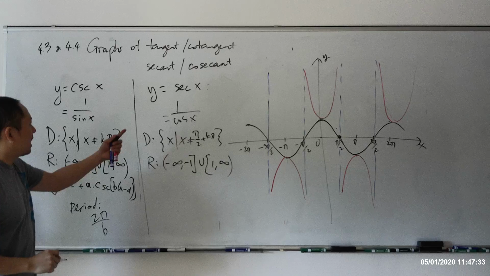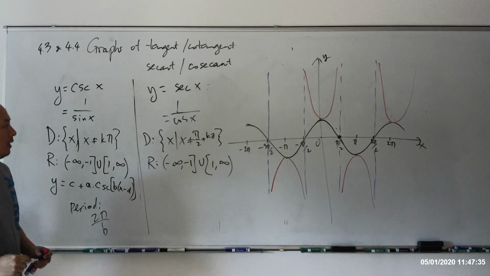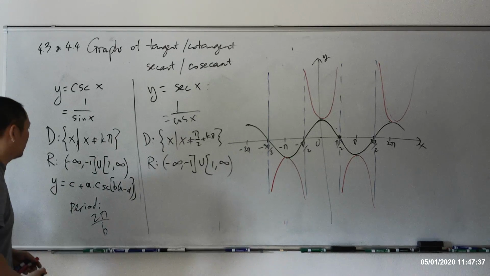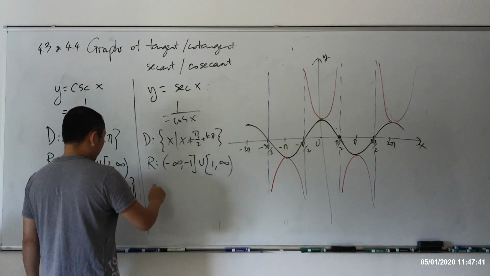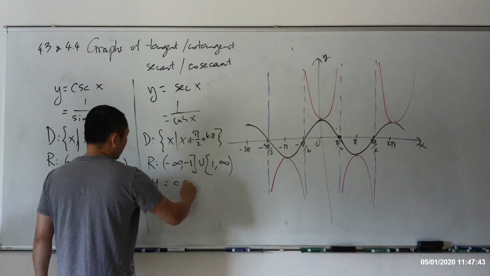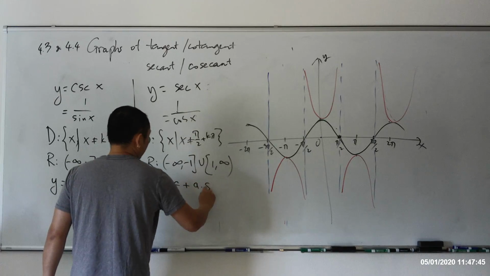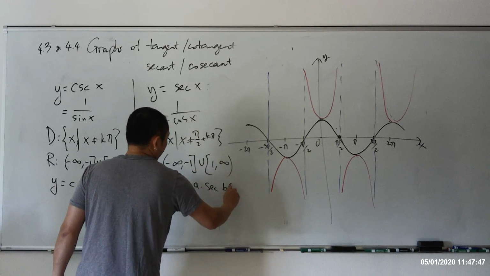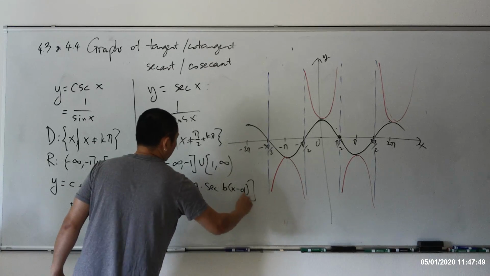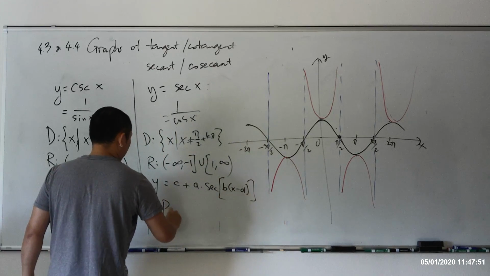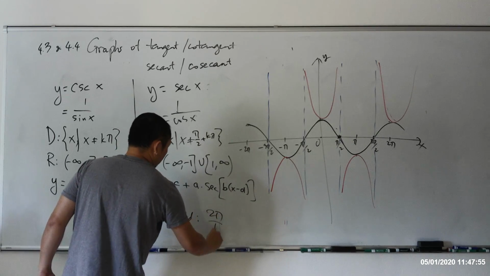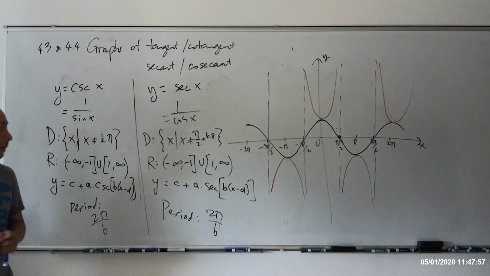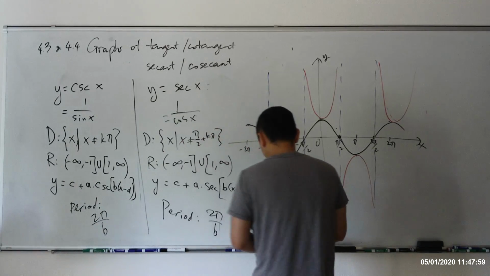Okay. Cosine is an even function, so secant is also an even function. The reciprocal of an even function is also even. Okay. And the period for the general equation y equal to c plus a times secant of (b x minus d) will be 2 pi over b. Same thing.